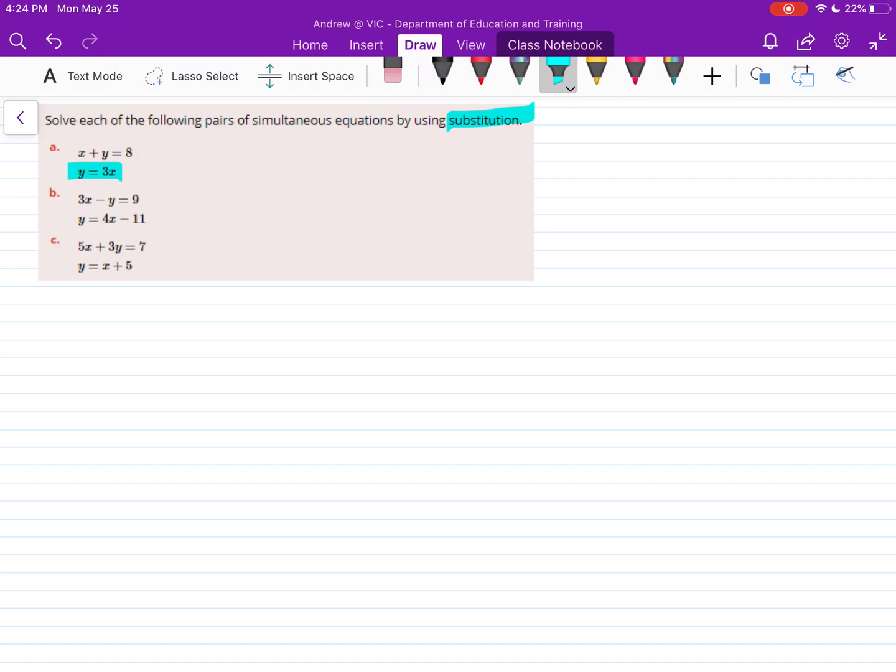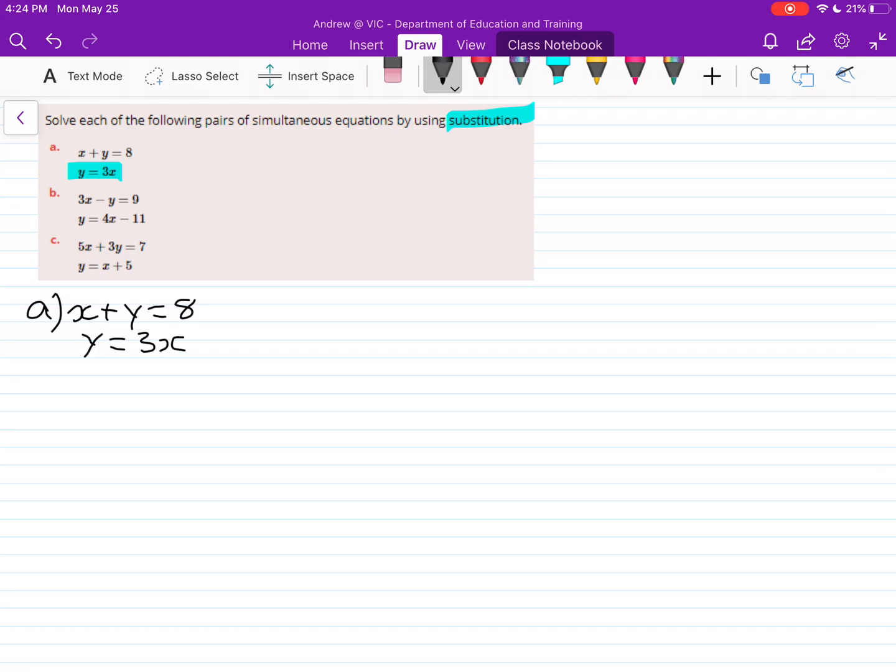So we know exactly what y is equal to. Okay? So we're going to go through this. Just remember, if you've got two variables, you need two equations to work out what they are equal to. Okay, so our first one, x plus y is equal to 8, and then we have y is equal to 3x.